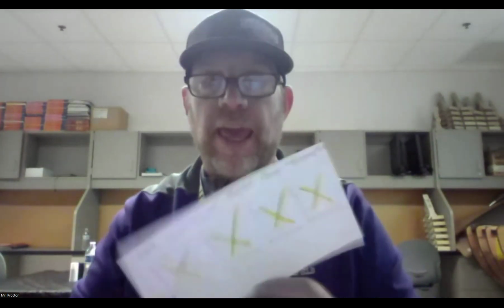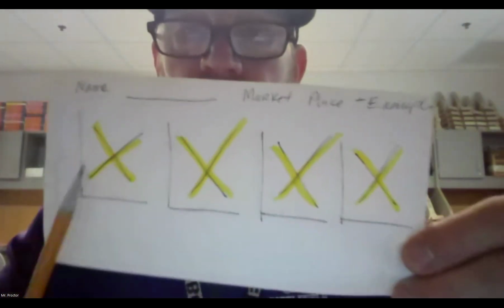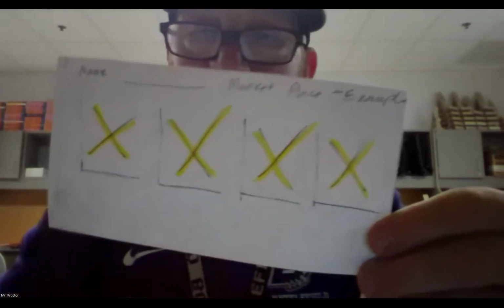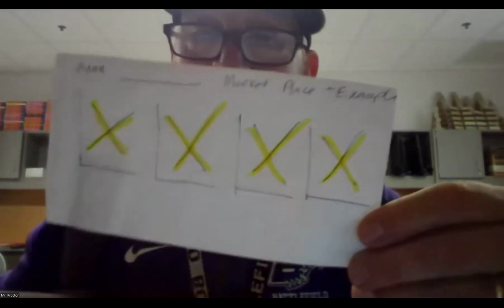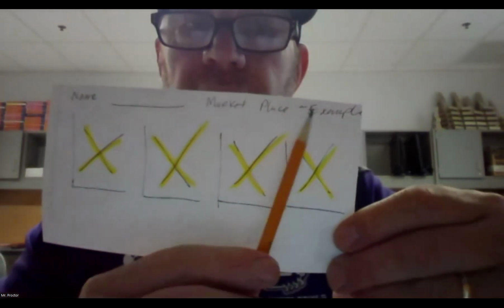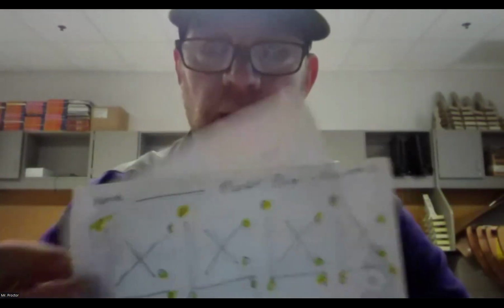Then you'll put a simple X inside each of these charts here. Just do an X. So you have four different little charts here with the X inside. Again, you have your name and you have marketplace example problem number one. And then you're going to be getting into writing some sort of letters on it.